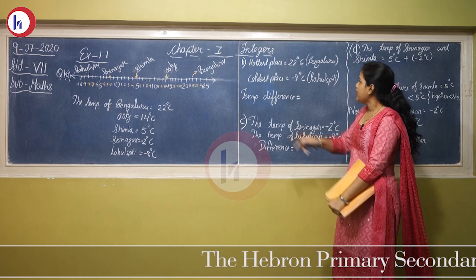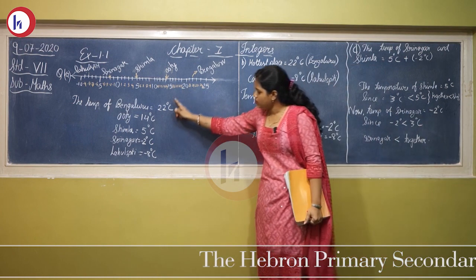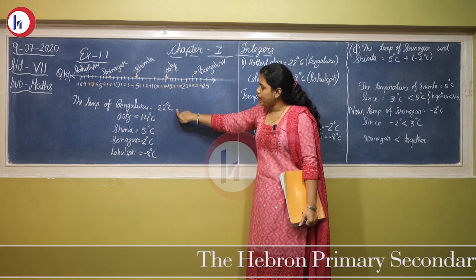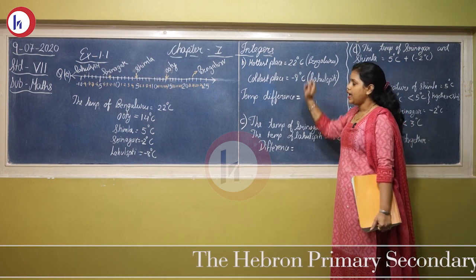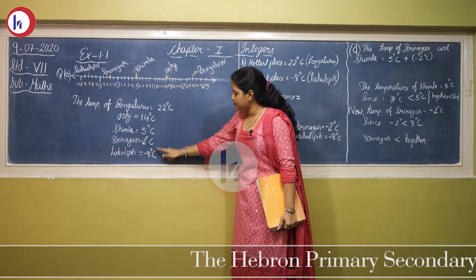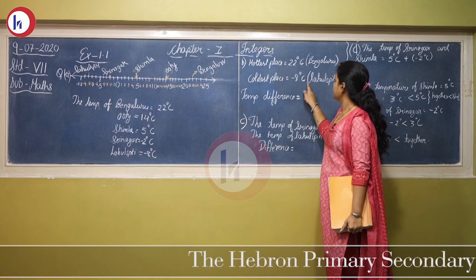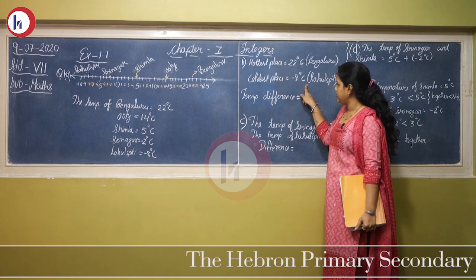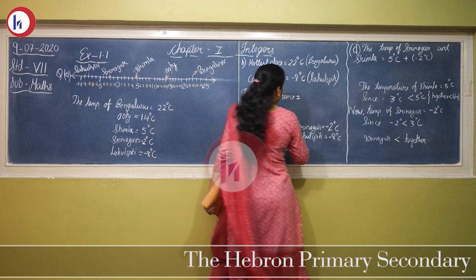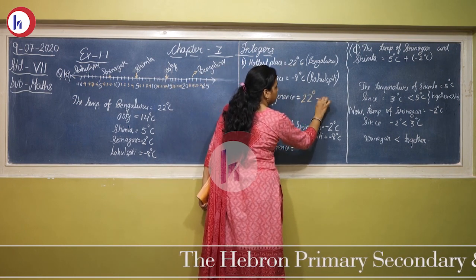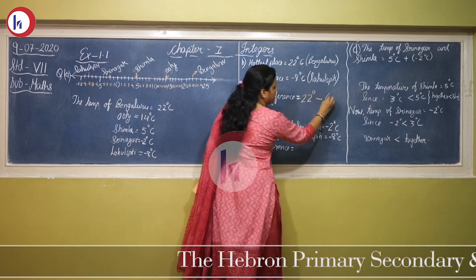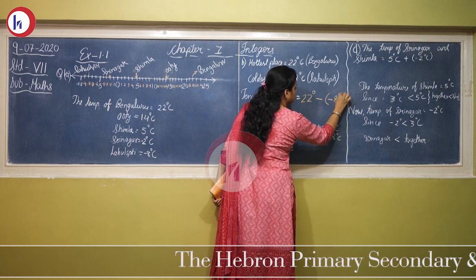Now the hottest place, if you see all the temperatures, you will see that Bengaluru is the hottest. So I have written Bengaluru is the hottest place, and the coldest one means the minus, that is Lahul Spiti. The coldest one is minus 8 degree. So what is the difference? Now we are going to find out the difference. Difference of hottest, difference means minus, and coldest.